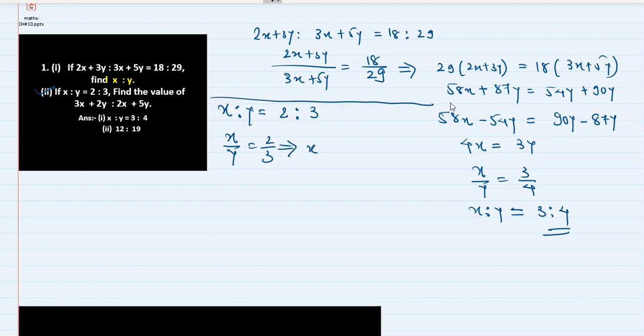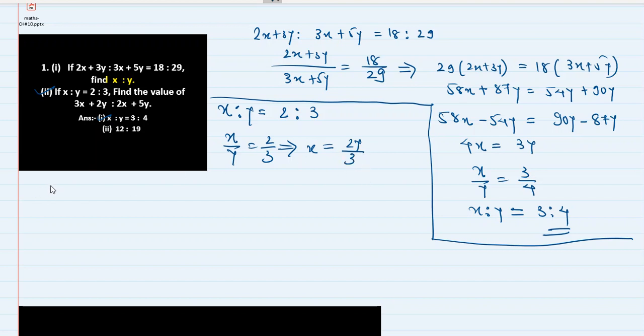See, this is the second question. Okay, so let me just make a separation. Yeah, this is the second question. We already did the first question and got the correct answer. So get the value of x in terms of y. So it will become 2y by 3. So x is 2y by 3.